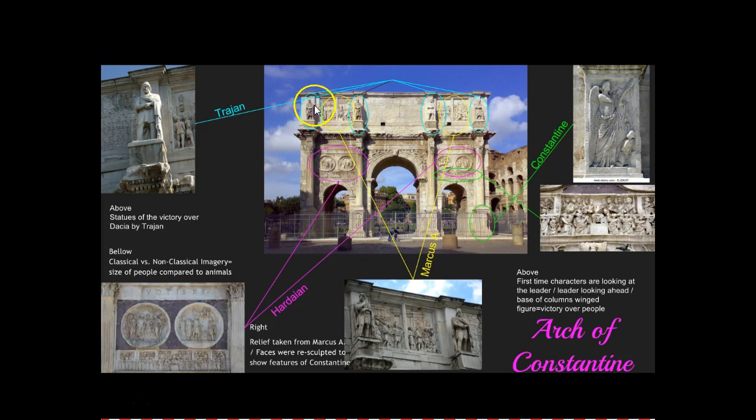So we've got Trajan here, the blue. We have Marcus Aurelius here. We have Hadrian here. Then we've got Constantine himself.